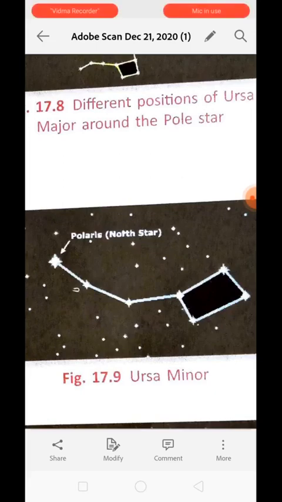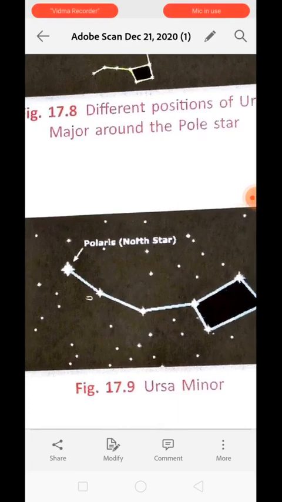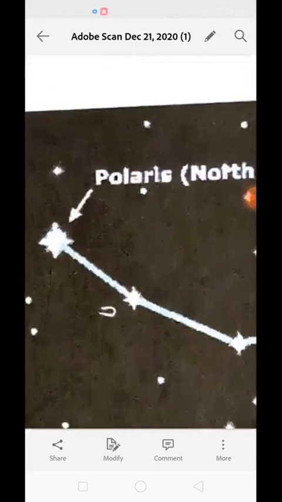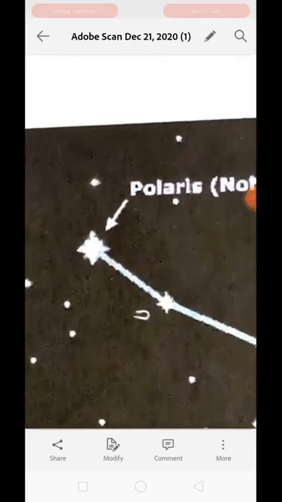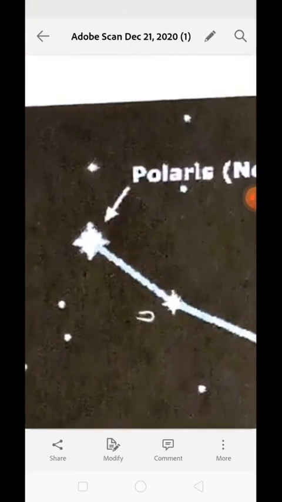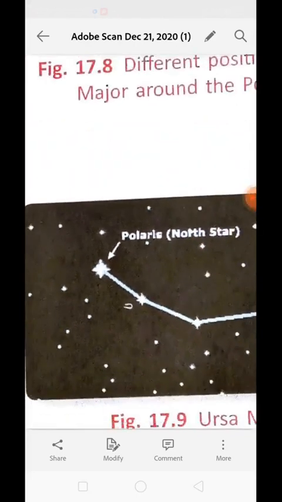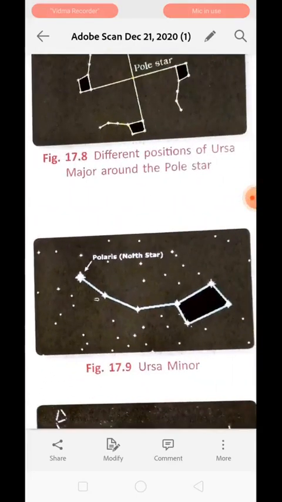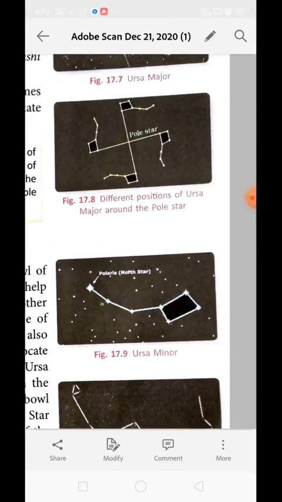To locate this constellation, concentrate on the 2 pointers of Ursa Major, and in the direction of the broad end of the bowl, look until you see a very bright star. This star is the pole star or Polaris. The pole star is at the end of the tail of the Ursa Minor constellation. You can see it is Polaris. Why? Because of the presence of the North Star or Pole Star at the tail end of Ursa Minor. Okay, you can see.